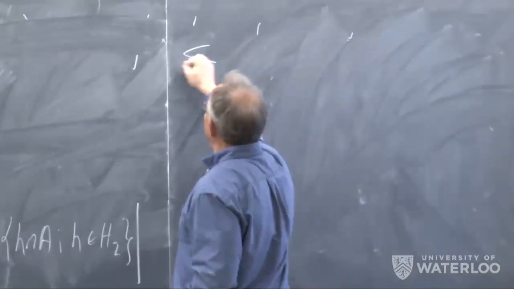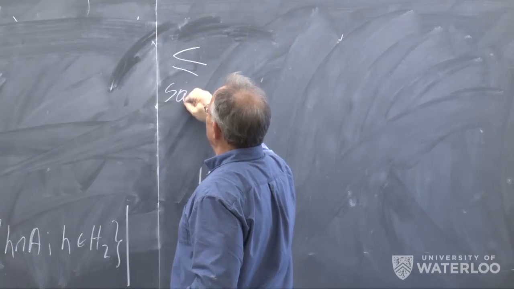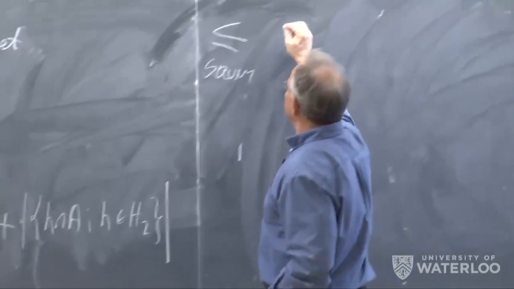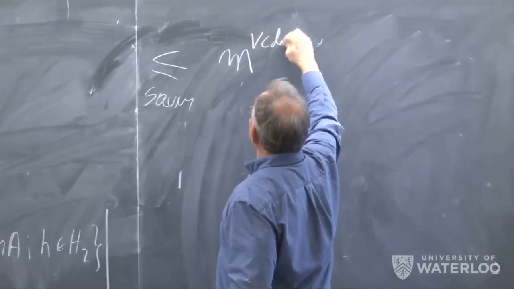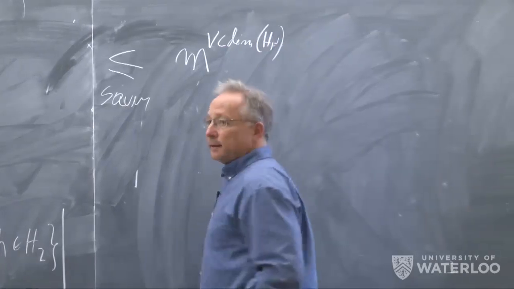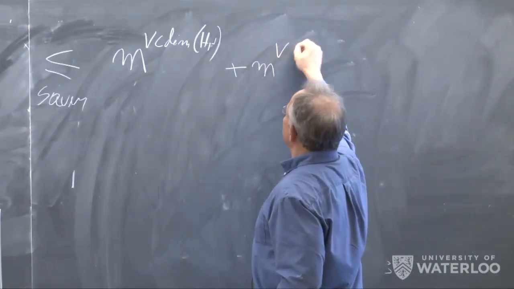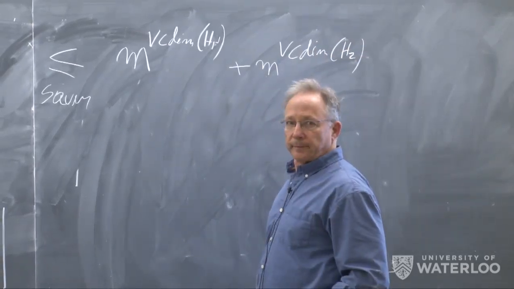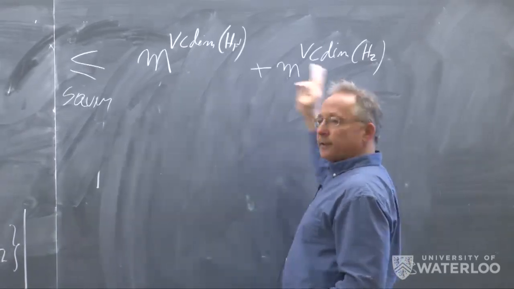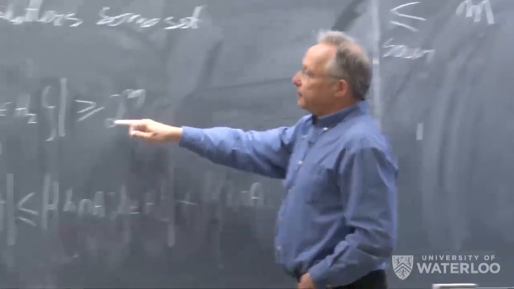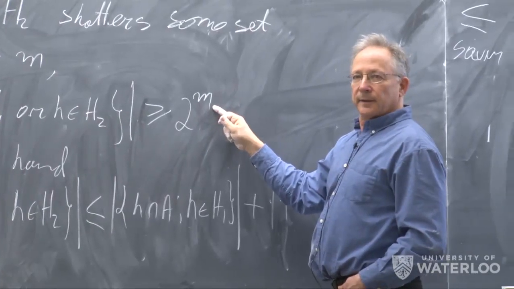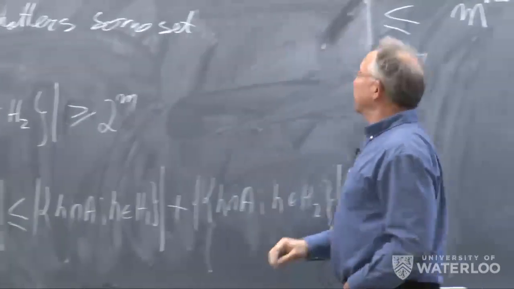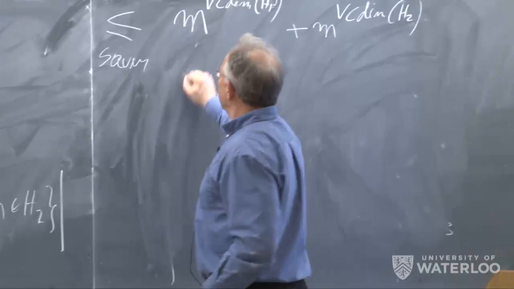But now I can use the Sauer Lemma. I can use the Sauer Lemma to say, OK, but I know how to bound this. This is at most M to the VC dimension of H1 plus M to the VC dimension of H2. And this thing is just a polynomial in M. It has to be bigger than exponential in M. This gives me an upper bound on M. M cannot be too big. And how much not too big it's going to be, that will be in the assignment.